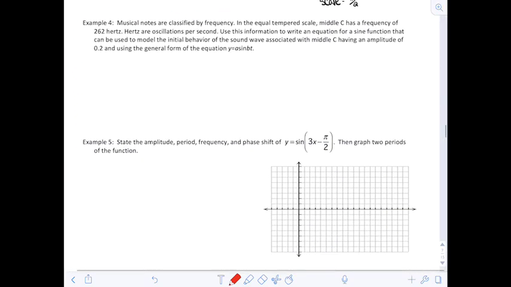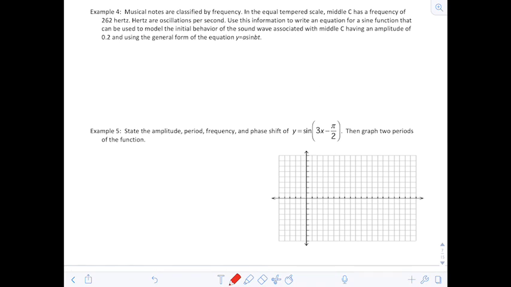All right, so now we're going to do an application problem that really doesn't have anything to do with graphing, but we're going to bring in the frequency. We tend to forget and not use frequency too much, but we're going to use frequency for this one to help us solve this problem. So it says musical notes are classified by frequency, and some of you may already know that. In the equal tempered scale, middle C has a frequency of 262 hertz. So that's important information. Hertz are oscillations per 1 second.